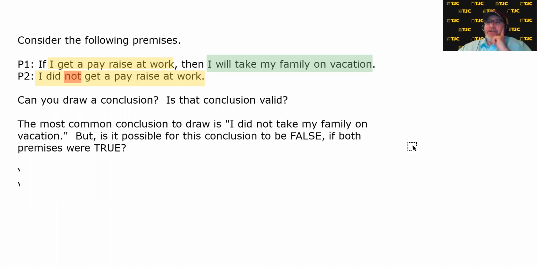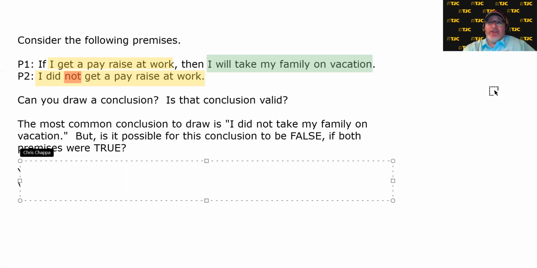Well, think about it. Let's say I'm at work and I call my family on the phone and say, hey, if I get a pay raise, then I'm going to take you on vacation. That's premise number 1. Premise number 2, I don't get the pay raise at work. Is it possible to still take my family on vacation? Of course it is, because there are several other reasons that could allow us to take a vacation.